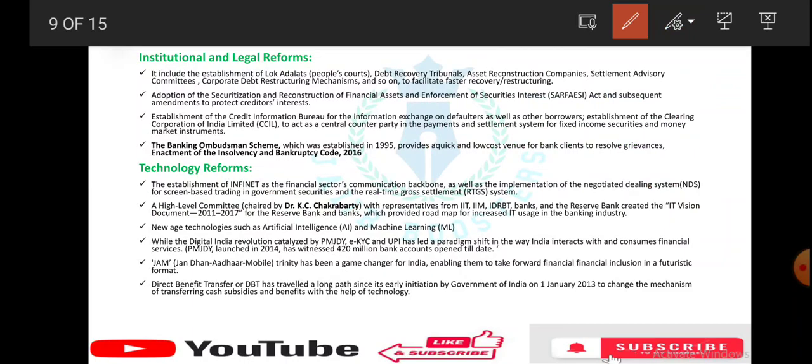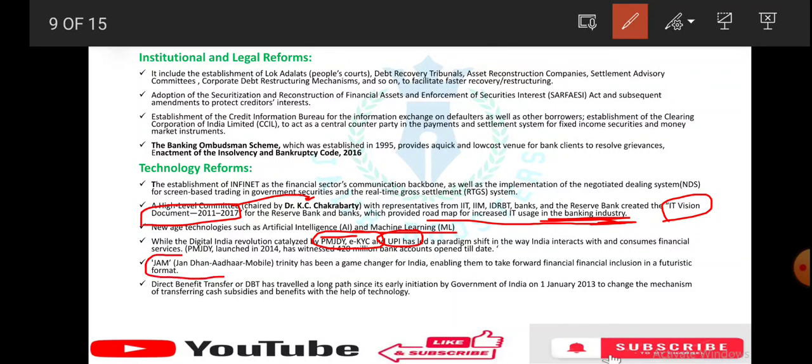Who introduced the IT Vision Document 2011-17? It is K.C. Chakrabarti of the RBI, which provides a roadmap for increased IT usage in the banking sector, and also new age technologies like artificial intelligence and machine learning. The digital revolution is characterized by PMJDY, eKYC, UPI, and many more. And also JAM, which is Jan Dhan Aadhaar Mobile.